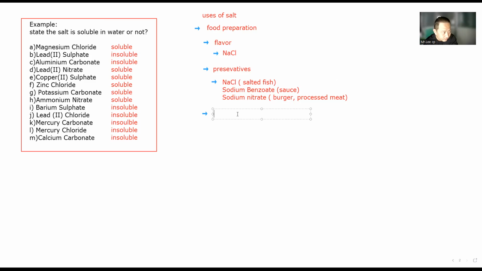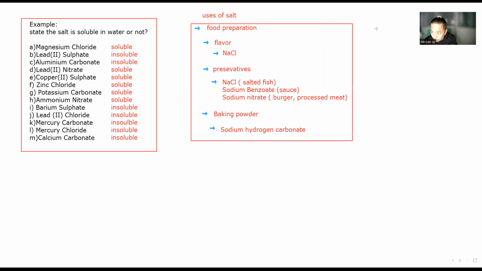Okay. Next one, we use it in baking powder. Right, baking powder. What kind of salt do we use? It is sodium hydrogen carbonate. Sodium hydrogen carbonate. Okay. Baking powder. All right. So this is one of the examples of food where you use salt, right?